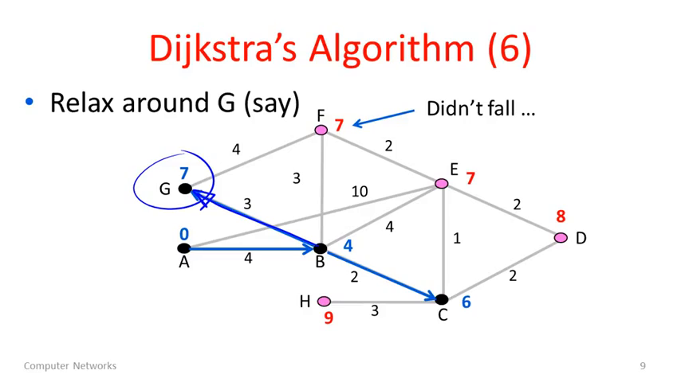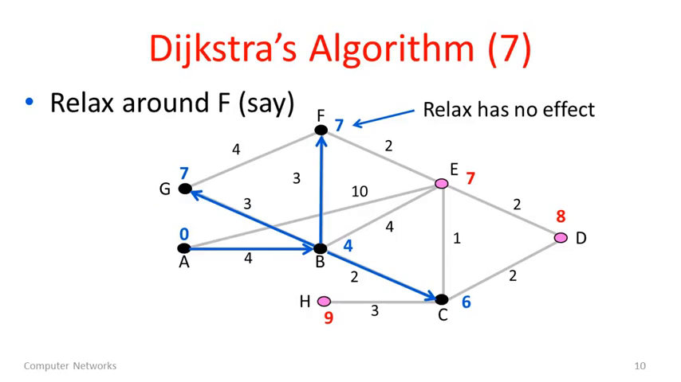So the cost to reach F by G would be 11. 11 is not bigger than 7. So actually that means that routing to F by G would be a bad move, and we don't lower the cost. And remember that as a new route. So that hasn't changed anything.